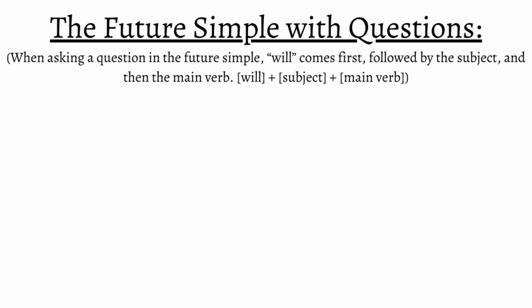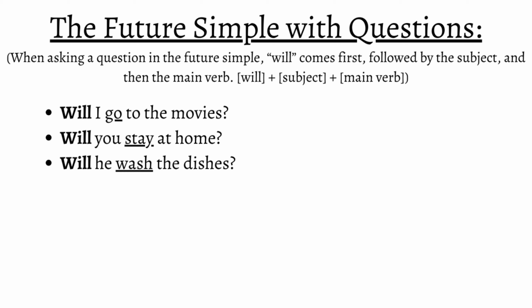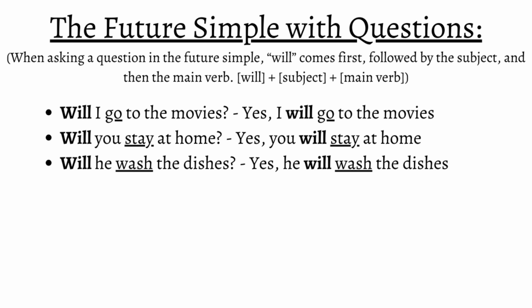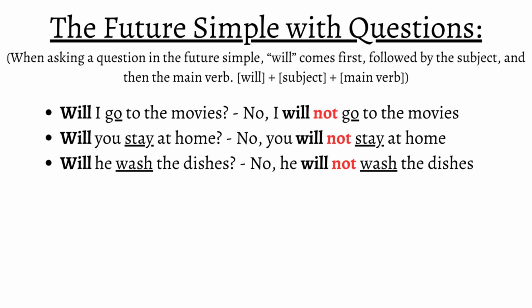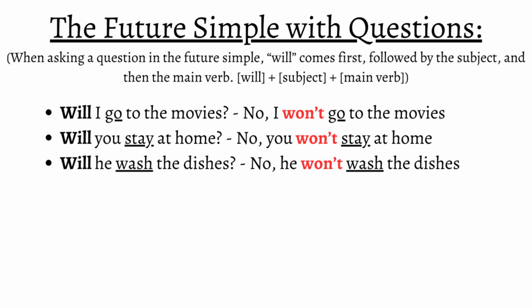When asking a question in the future simple, will comes first, followed by the subject and then the main verb. Will plus the subject plus a main verb. Will I go to the movies? Will you stay at home? Will he wash the dishes? The responses can be affirmative with the subject contractions or negative with negative contractions.